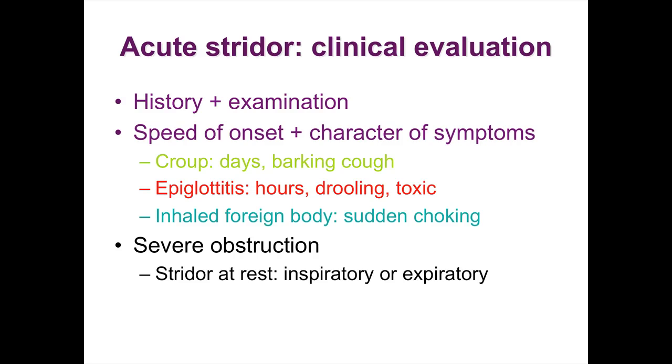Severe obstruction is characterised by stridor at rest, which can be inspiratory or expiratory, or both, shortness of breath, tracheal tug, subcostal recessions, tachycardia, pallor, and hypoxemia.